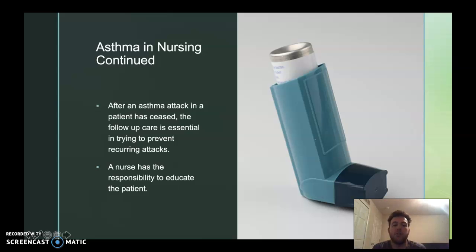And if you have a patient who smokes and has asthma, it's very important to try and get them to stop smoking and educate them on the benefits this has, not only to their overall health, but in regards to asthma.